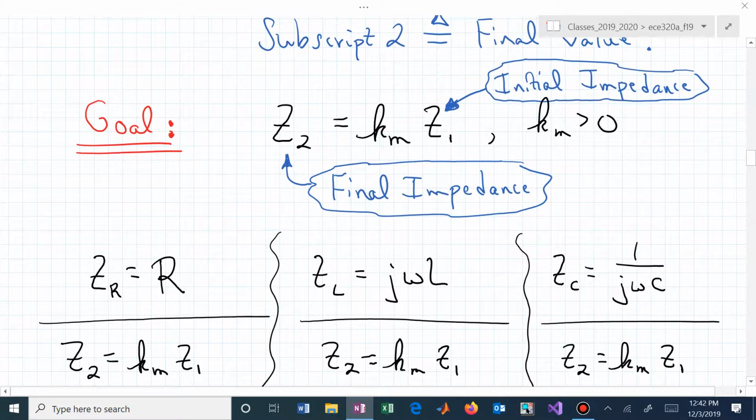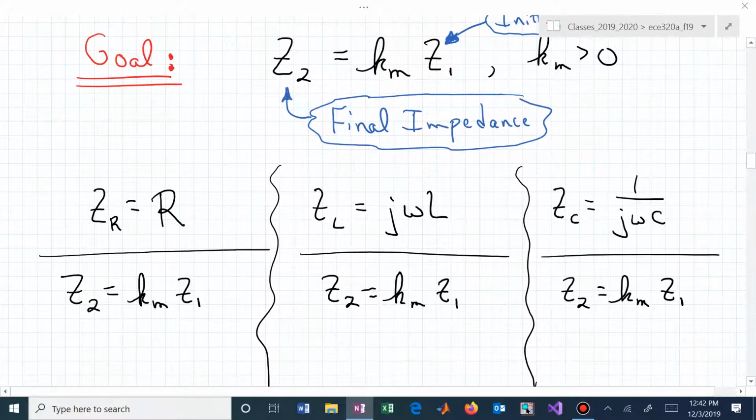How does that work for our three different circuit elements: resistors, inductors, and capacitors? We know what they look like in terms of their impedance. Z sub R is not a function of frequency, but it does have a value, it does have a magnitude. We want the original value to be scaled by some amount, K sub m, to produce Z sub 2.